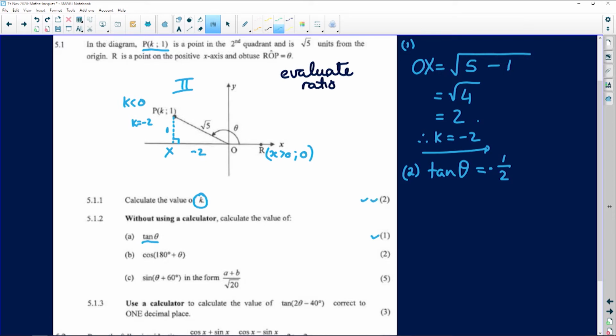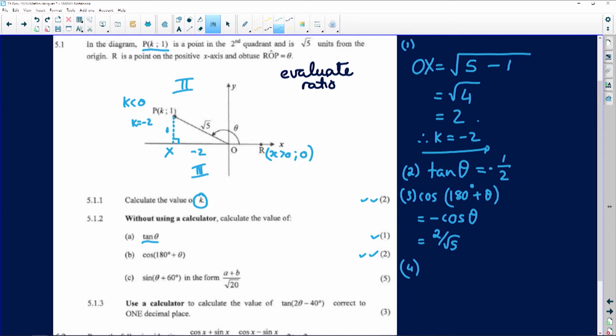Now they want the cosine of 180 plus theta. So we know that the cosine of 180 plus theta lies where? It lies in the third quadrant, this quadrant here, where cosine is negative. So it's minus the cosine of theta. And the cosine of theta is adjacent over hypotenuse, which in this case, the double negative will make 2 divided by the root of 5. Let's read on. So far, I think we've got full marks for this opening question.